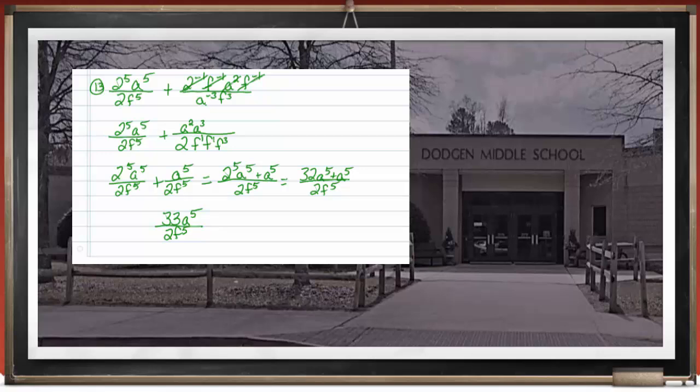2f to the 5th. At this point, there's nothing that will simplify without giving me decimals, which we're not really interested in having. We want to have whole terms as much as possible. And so our solution would be 33a to the 5th over 2f to the 5th.